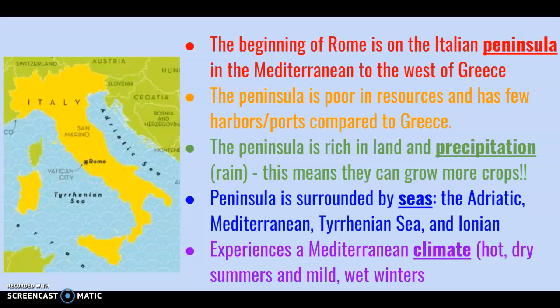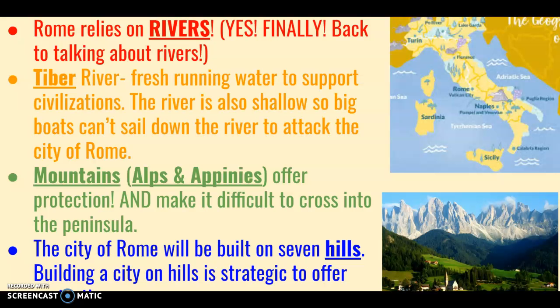They have lots of precipitation and they're surrounded by the Adriatic, the Mediterranean, the Tyrrhenian, and the Ionian. So lots of seas, and they experience a Mediterranean climate. The summers are hot and dry, and the winters are mild. Rome, yes, relies on rivers. Yes, yes, yes, we are finally back to talking about major rivers because remember, Greece didn't have them. The Tiber River is going to provide that fresh running water that's necessary to support civilizations.